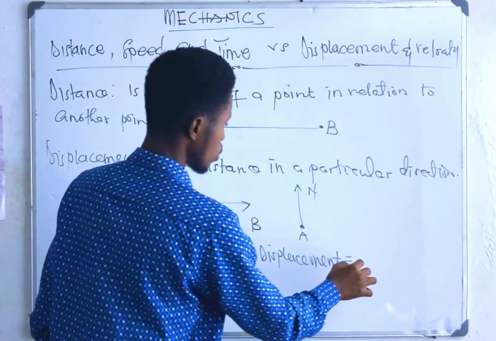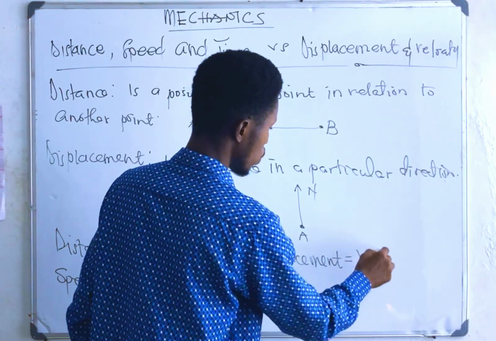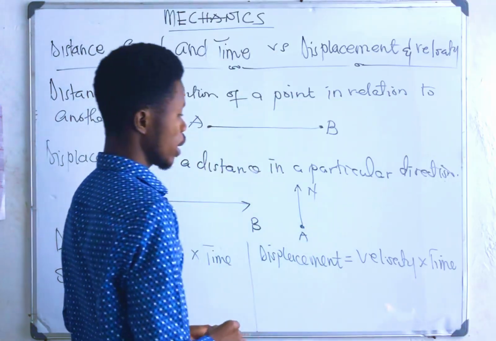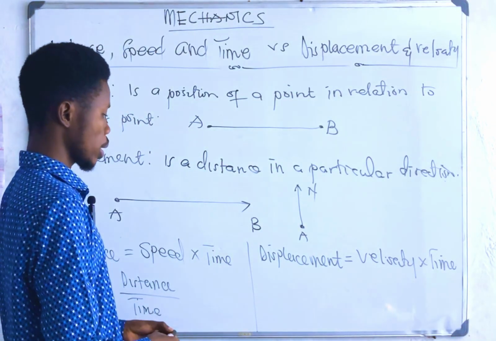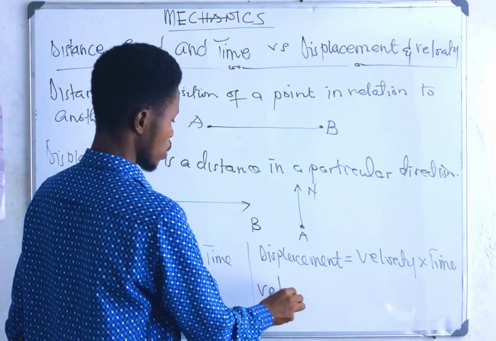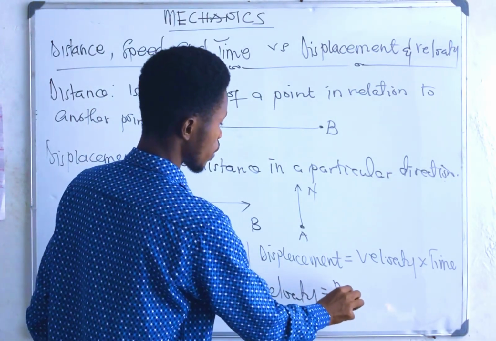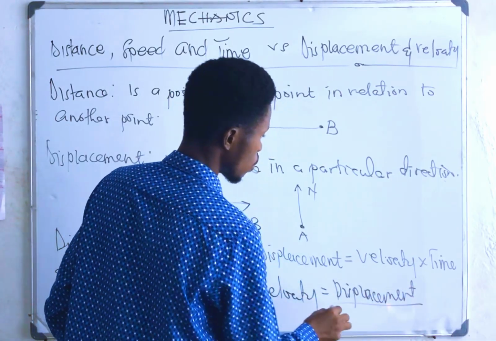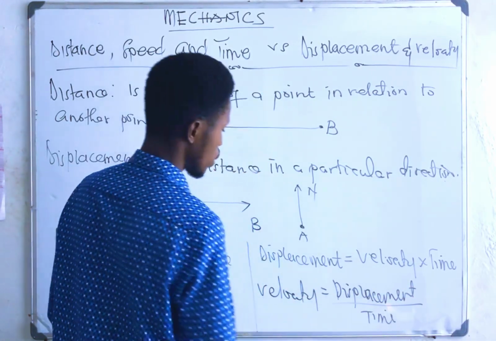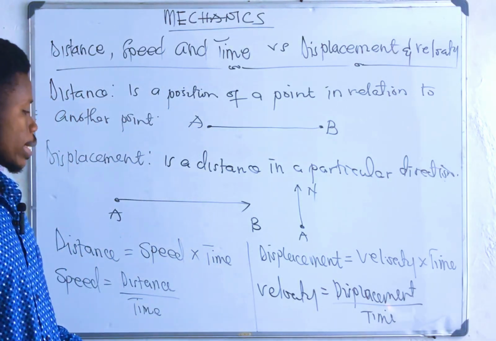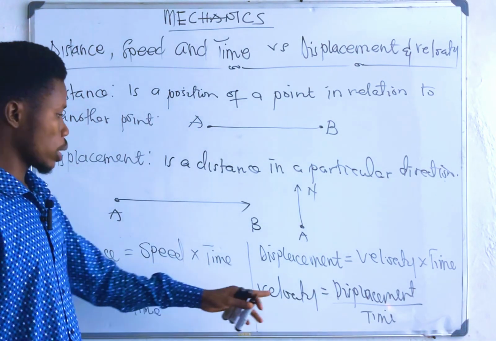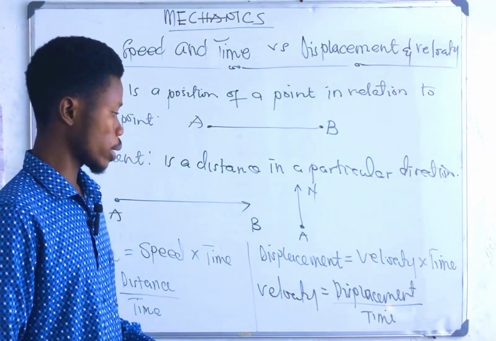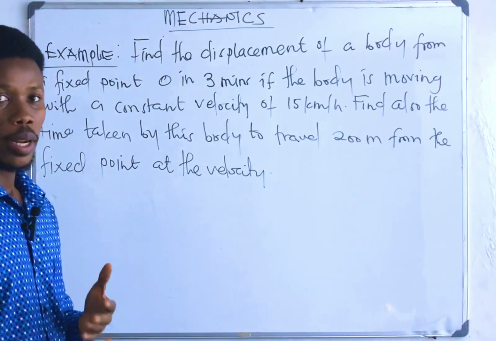So displacement is equal to the velocity times time. Okay, so in this case, if I want to make velocity the subject, my velocity is equal to displacement over time. Therefore, velocity is a vector quantity because displacement has a direction. So displacement too is a vector quantity. Okay, so now let's look at this example.